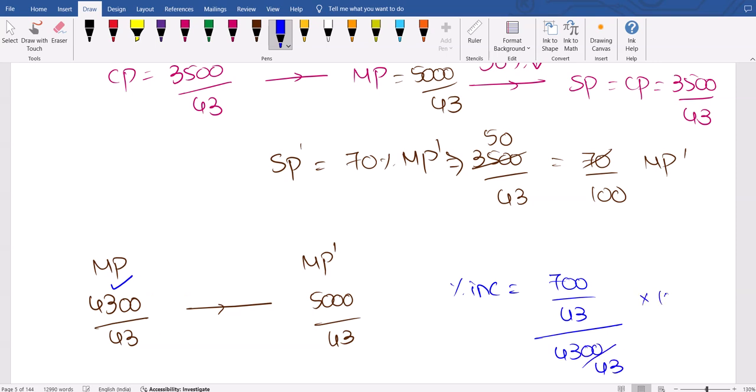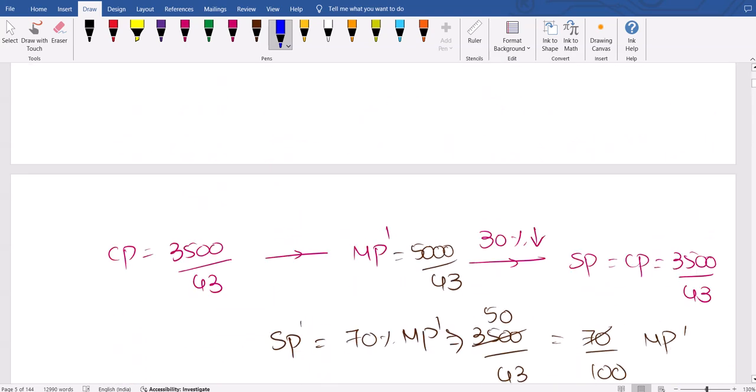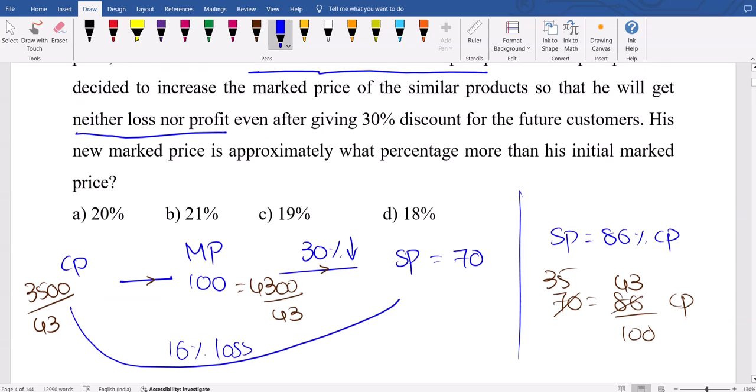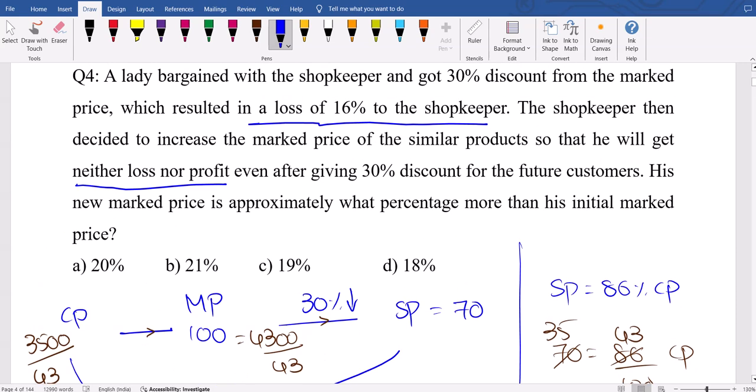43 will get cancelled. These two zeros get cancelled. It's nothing but 700 divided by 43. It's close to 16 percent required, close to 16. So no option. New marked price is approximately what percentage more than his initial marked price? That's what the question is.